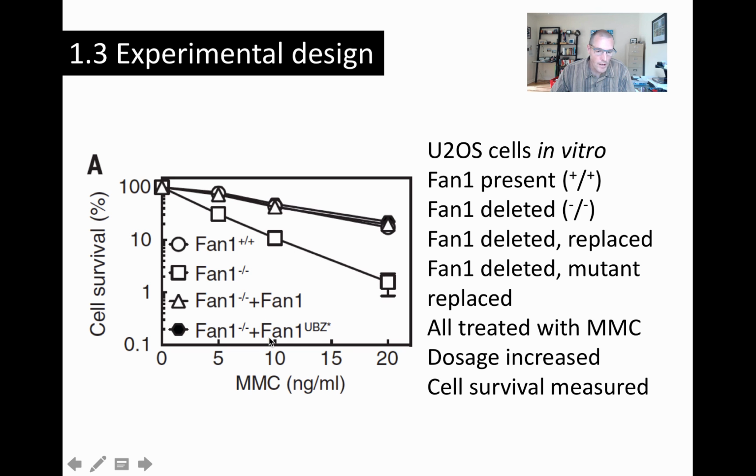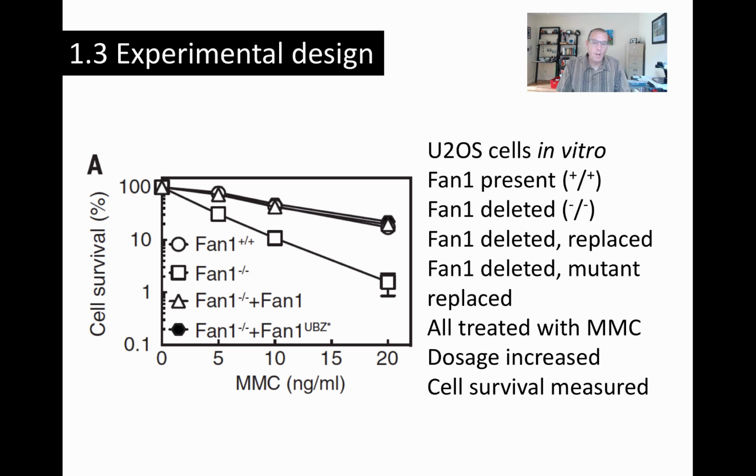So what is this mutant here? That mutant is in a domain of the protein which helps that FAN1 protein bind to other proteins involved in the repair process. So even though FAN1 is there, it's got a mutant in this domain which it uses to bind to other proteins to help fix the DNA. So what this tells us is this UBZ domain is really important in the function of FAN1.